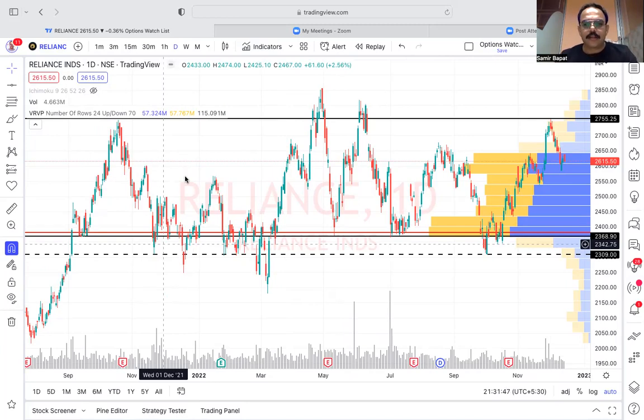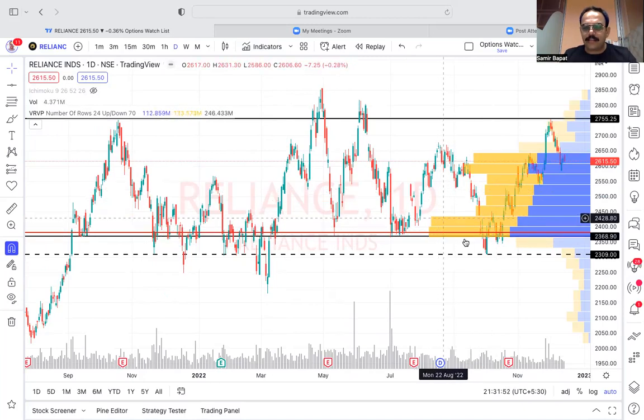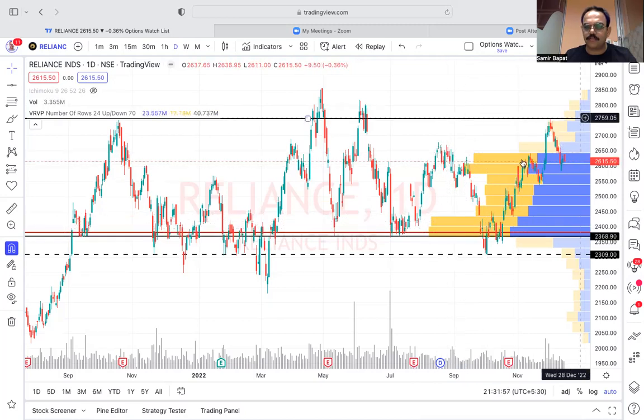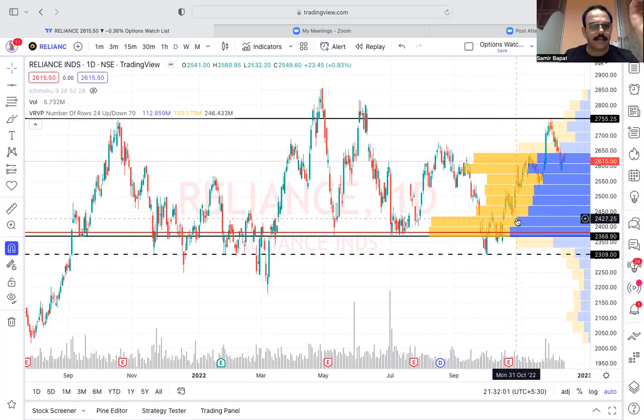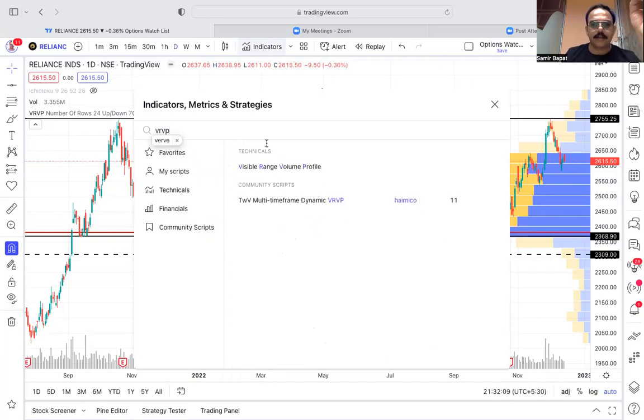Okay, now how many of you can see that this volume is higher here? This is the volumes, this is the quantity, this variable VRVP. What is the full form of this VRVP? Visible range volume profile. Okay, the indicator is visible range volume profile.